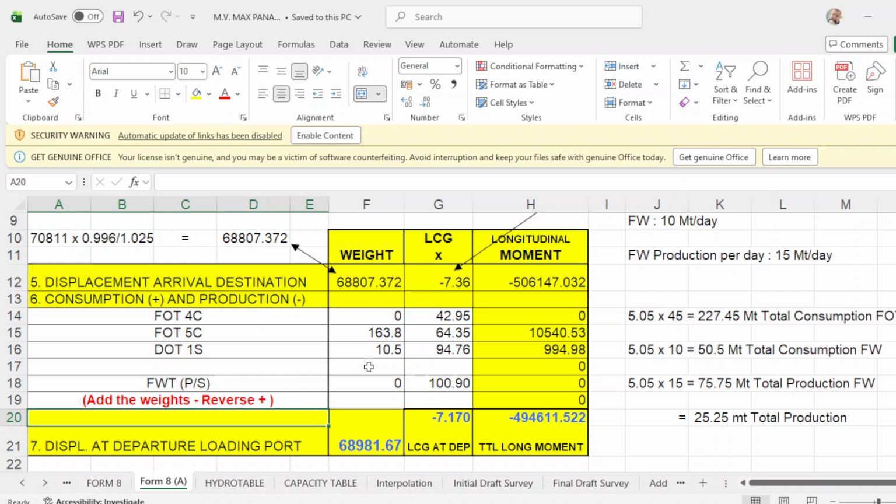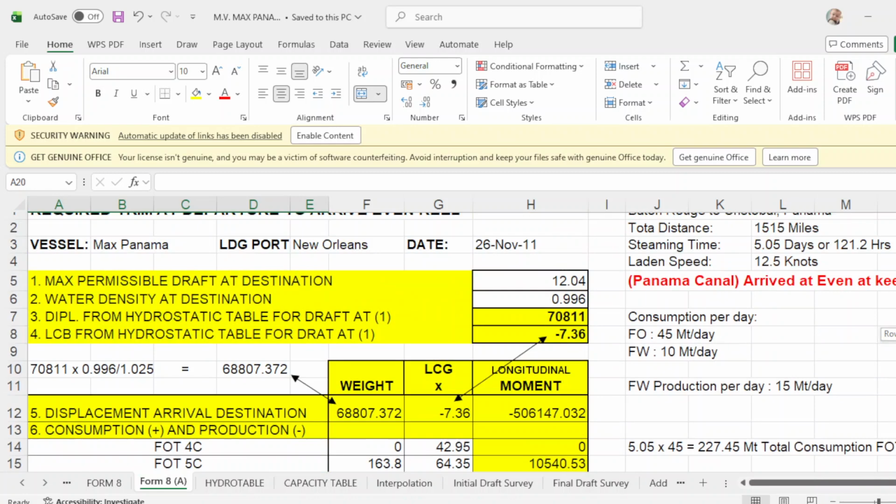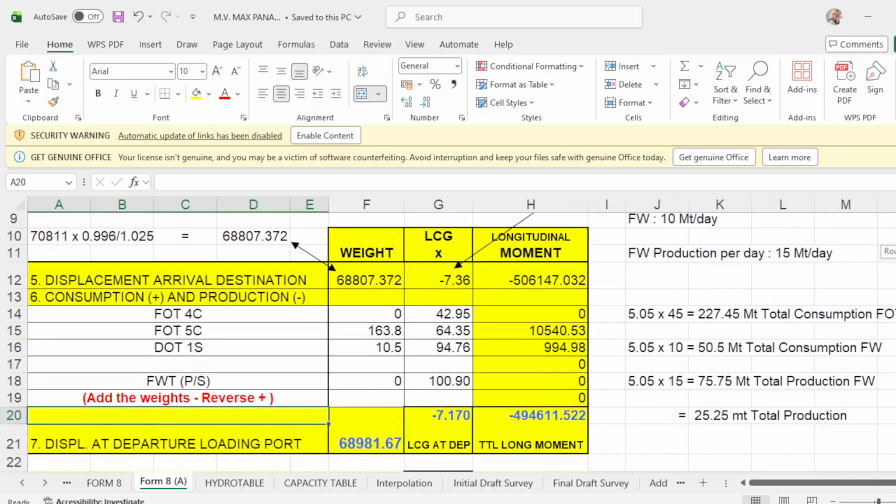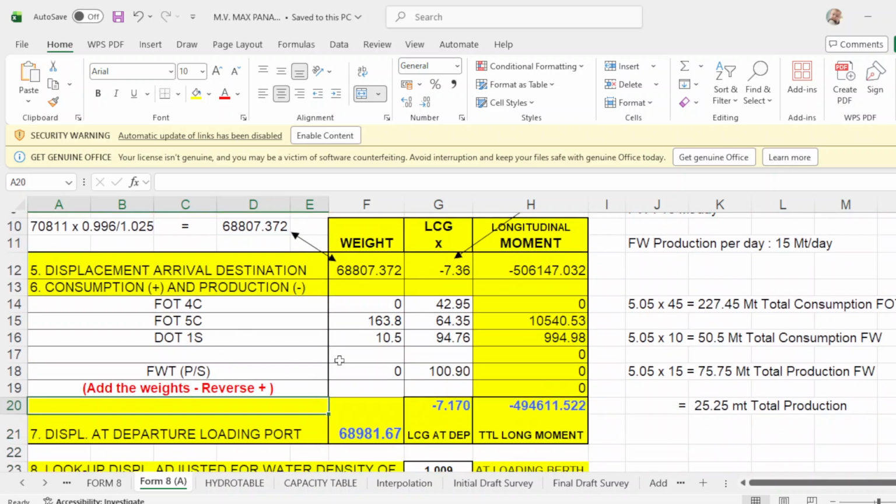So it is consuming. We are going back from Panama, going to New Orleans. So we add, because here is our departure drop, arrival drop in Panama. So we go back to New Orleans. That's why from Panama going to New Orleans, you add the consumption. You add the consumption that is positive. Add weights. That is in number 6.